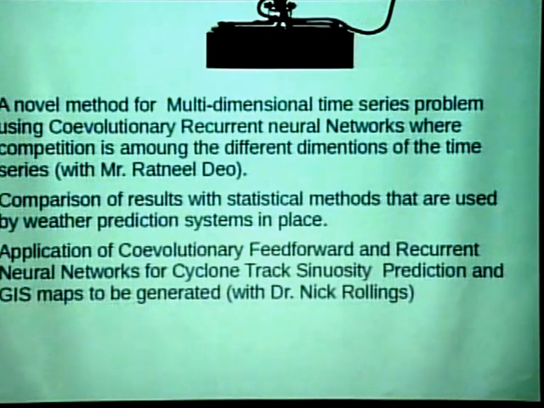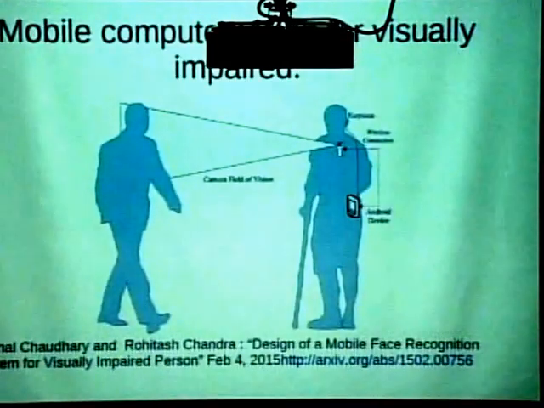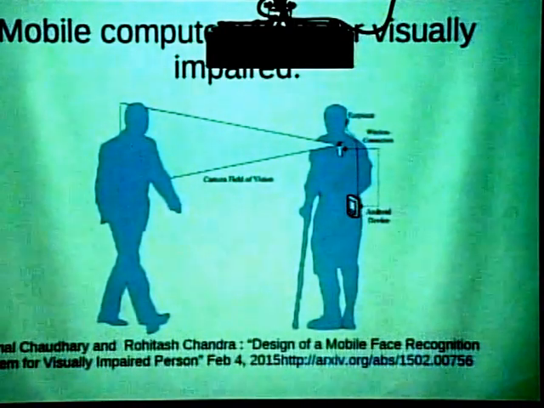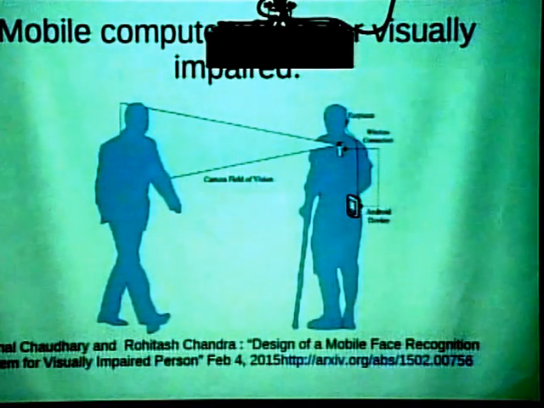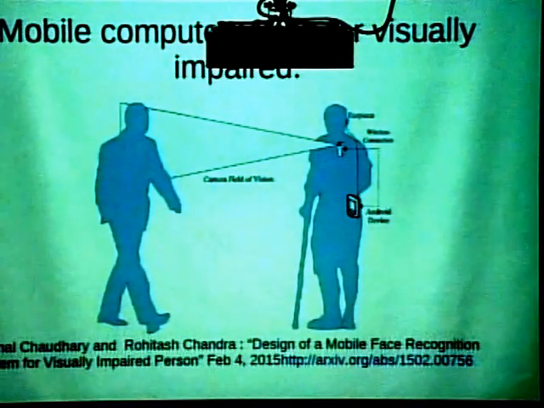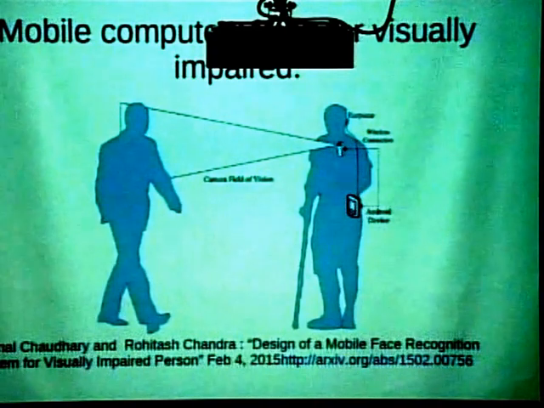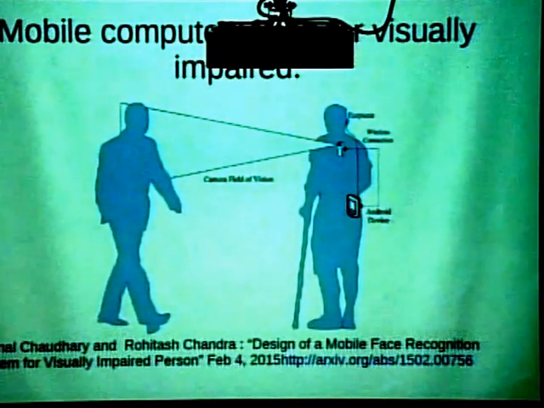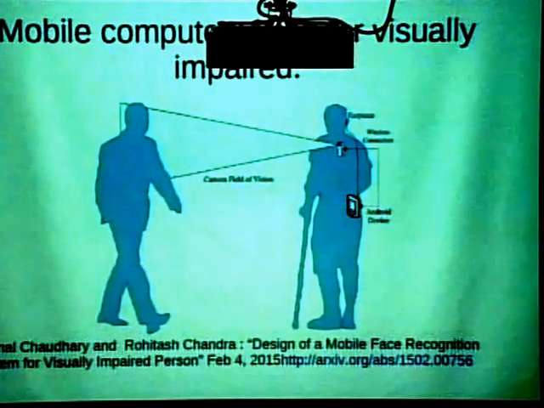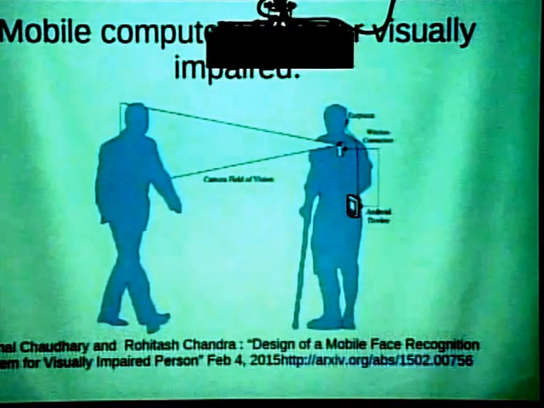And another is cyclone track sinuosity predictions, and generating some GIS maps with Dr. Nick Rawlings. So that is most of my work on cyclones and neural networks, and I just briefly mention that we are also working in the area of computer vision with co-evolutionary convolutional neural networks, applying them to videos.